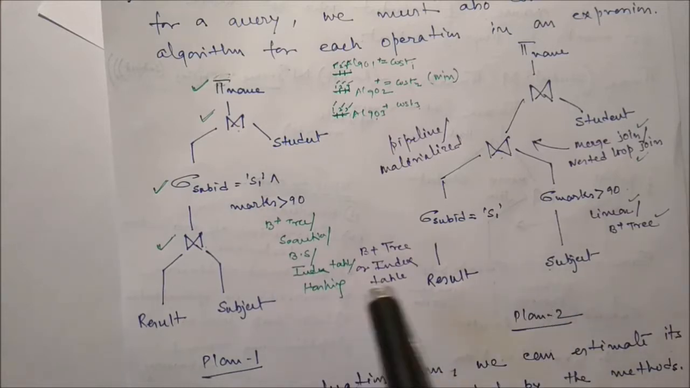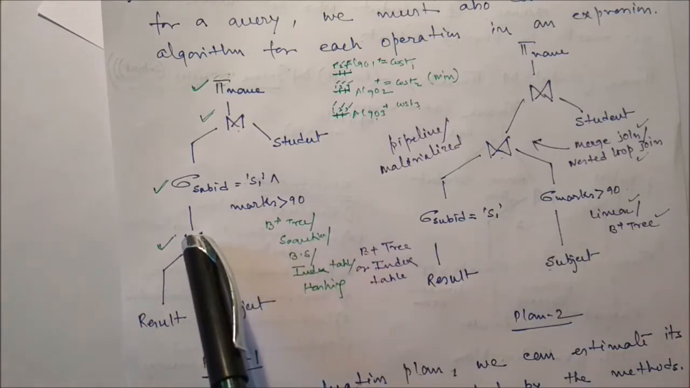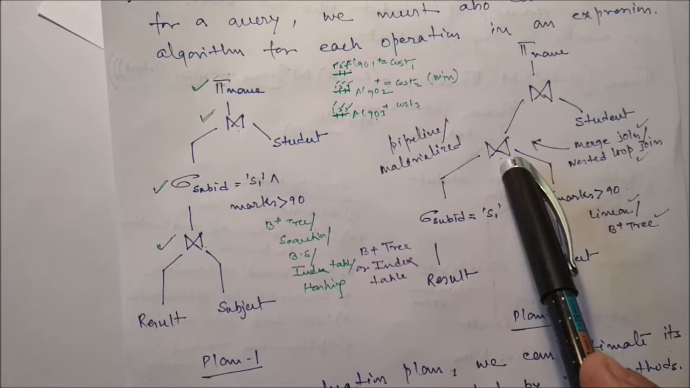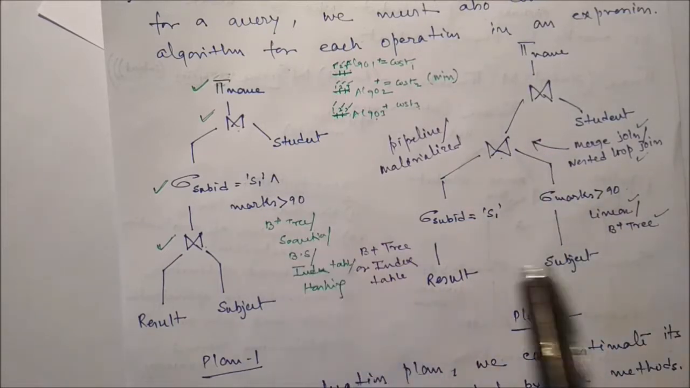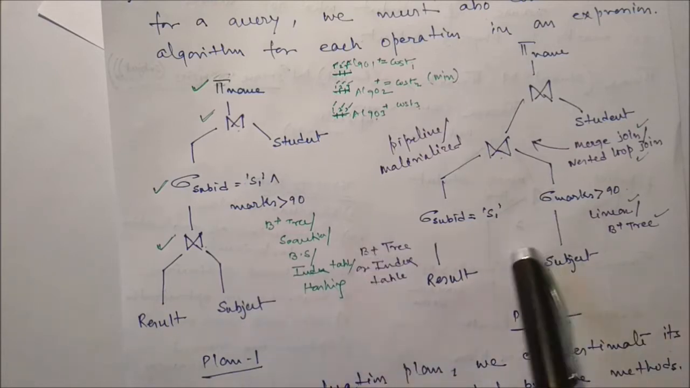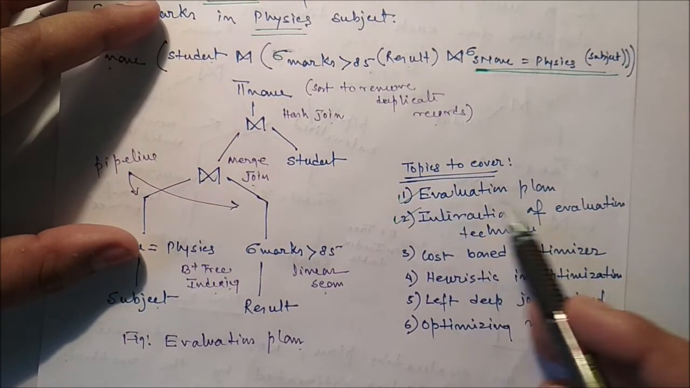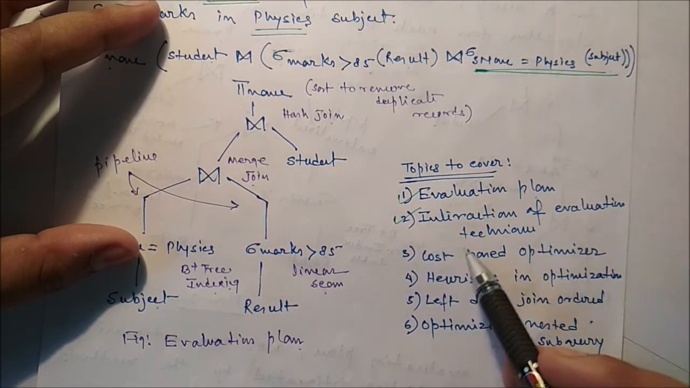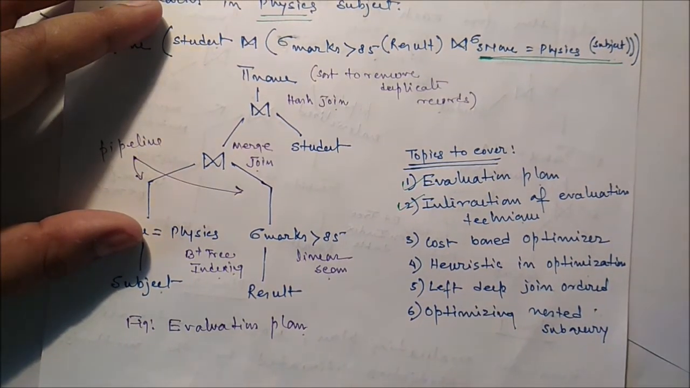in the database catalog. From the database catalog, the query optimizer identifies the estimated cost to perform this particular operation, and from that result, we have to identify which particular evaluation plan is the best plan. So already we have used evaluation plan. Next we have the interaction of evaluation technique. Next we will talk about cost-based optimizer and heuristics in optimization.